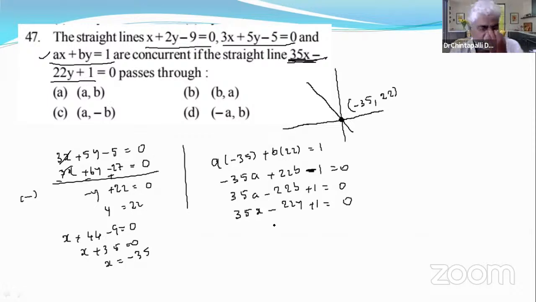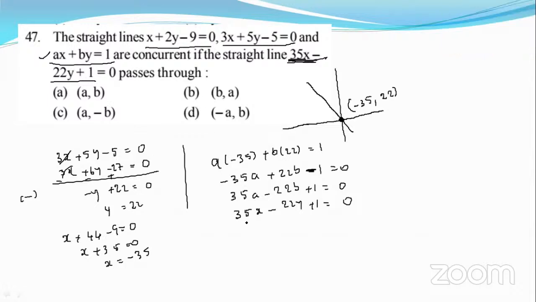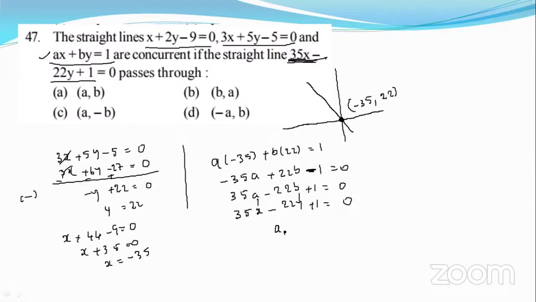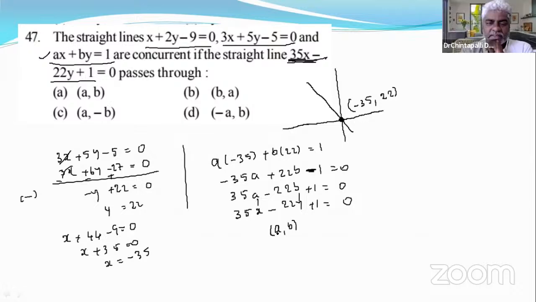What is asked here? If these three lines are concurrent, what is the point through which 35x minus 22y plus 1 is equal to 0 passes? We use the final result, that is 35a minus 22b plus 1 is equal to 0. So x is replaced by a and y is replaced by b. That's why the required point is (a, b). If we didn't complete the calculation, we may misunderstand. It may be (a, negative b) or something other.